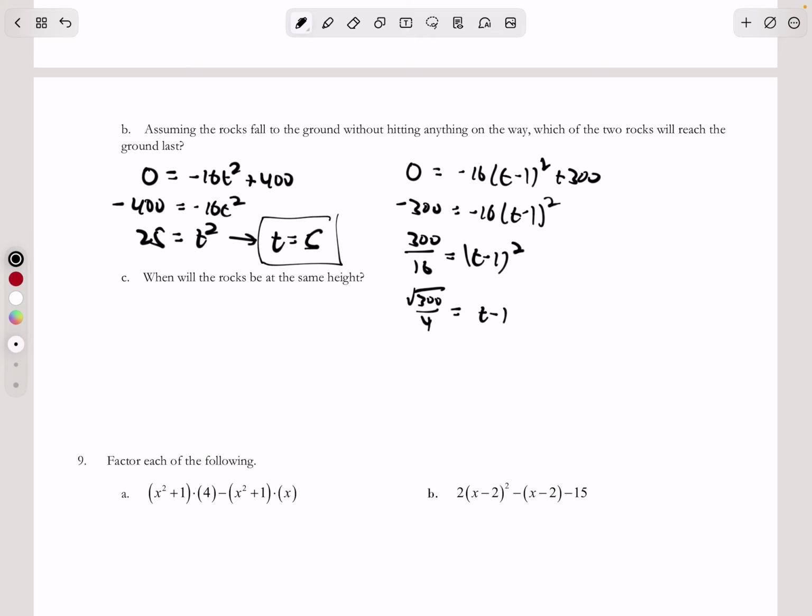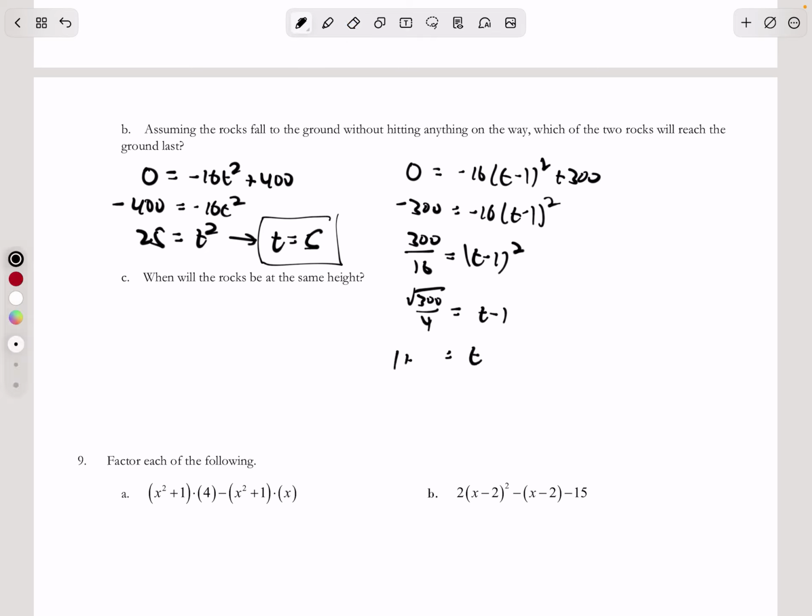And by the way, radical 300 is 10 radical 3. I don't want to go crazy with the simplifying because I'm just going to be typing it into a calculator. You don't really have to simplify if your final answer relies on you typing into a calculator. So in fact, let me go backwards and just not simplify it, right? Because I'm punching this into a calculator.